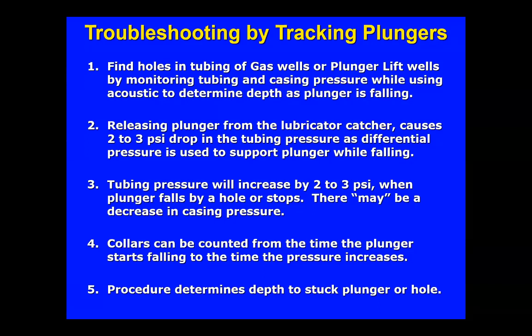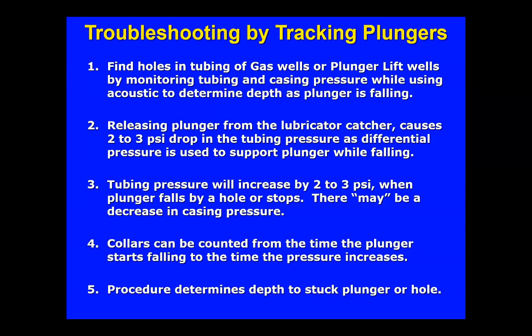Let's say you have a decrease in production or a loss in production, and you want to understand what's going on in the well. One thing you can do is find holes in tubing in a gas well or a plunger lift well. Justin talked about a much more accurate technique, a dual shot. But looking at plunger data, we can also determine when we have a hole in tubing, and then do a dual shot to confirm the depth. I want to show some slides with really cool data.